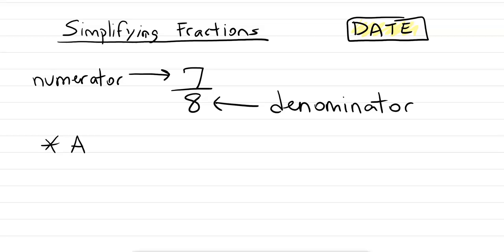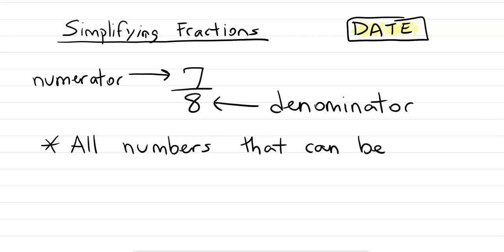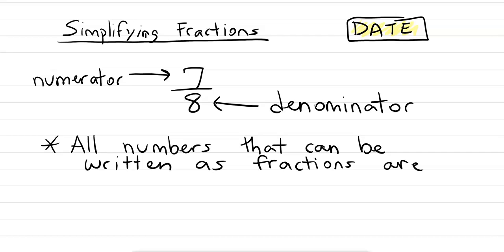And just a note, all numbers that can be written as fractions are called rational numbers.